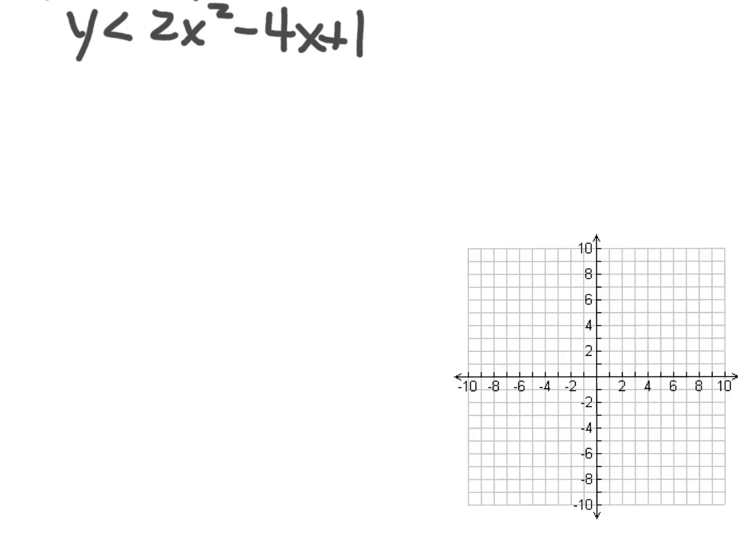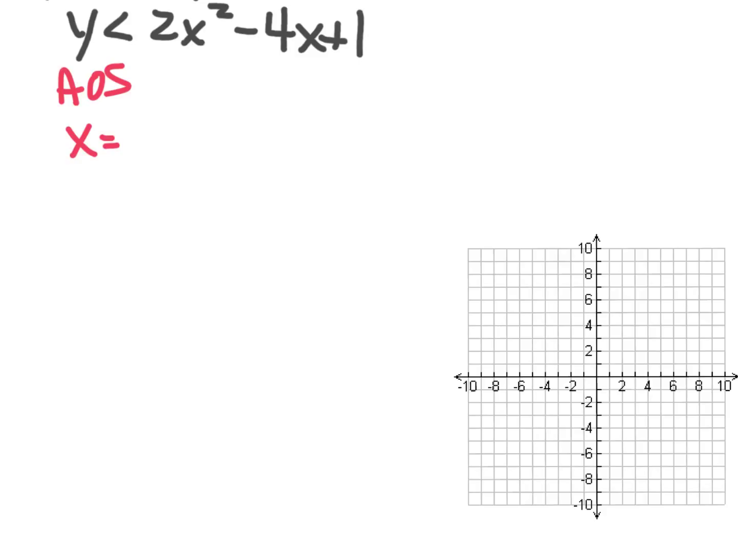All right, let's do another example. y is less than 2x squared minus 4x plus 1. First of all, we notice that this will be a dashed parabola because it's strictly less than. Let's start by finding our axis of symmetry, which will help us with the vertex.